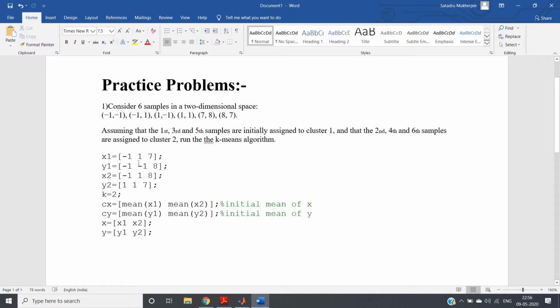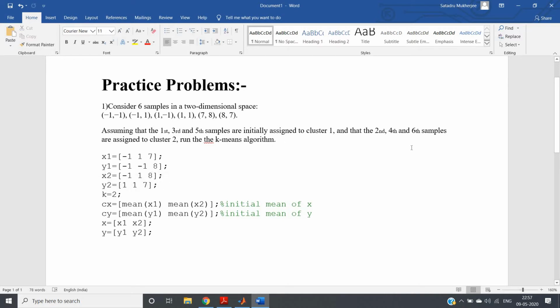See how I have written X1 and Y1: they are respectively the first, third and fifth samples. The first sample has X coordinate -1, so I have written -1 here. Then the third sample has 1, so 1, and the fifth sample has 7 as X coordinate, so I have written 7. Respectively the Y coordinates: -1, because they are -1, then here also -1, and here 8, because in the fifth sample the Y coordinate is 8.